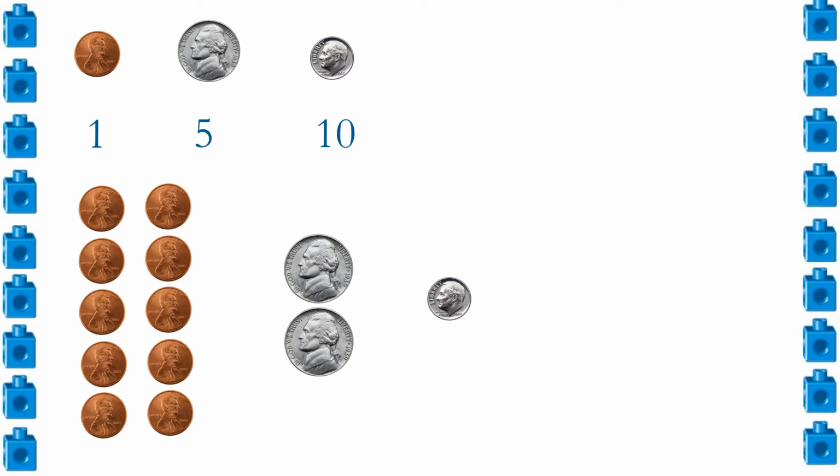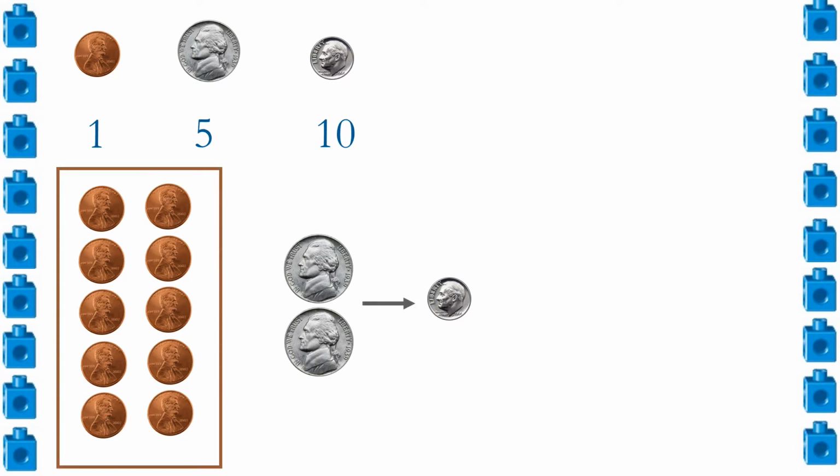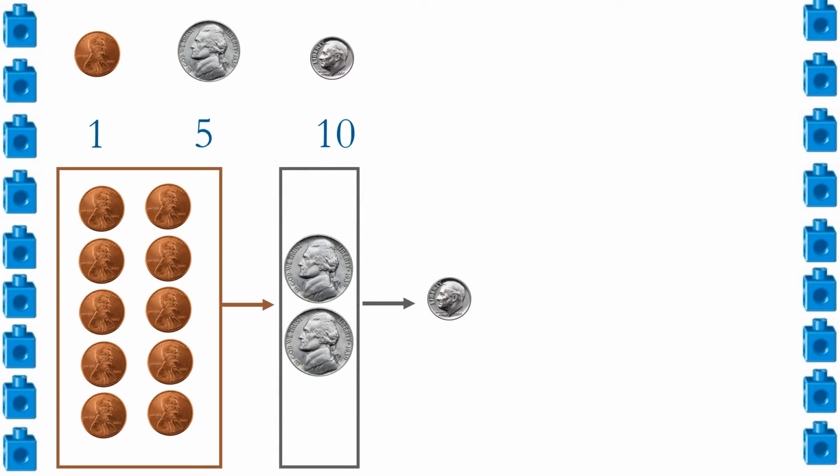Size doesn't matter here. So if we have 10 pennies, we have 10 cents. If we have 2 nickels, we have 10 cents. And if we have 1 dime, we also have 10 cents. So somebody could have a whole bunch of pennies in their pocket and still have less than the person who has just 1 dime.